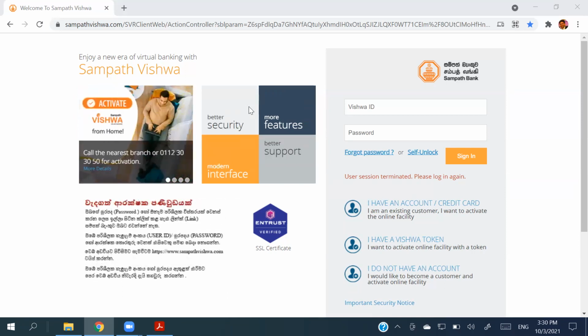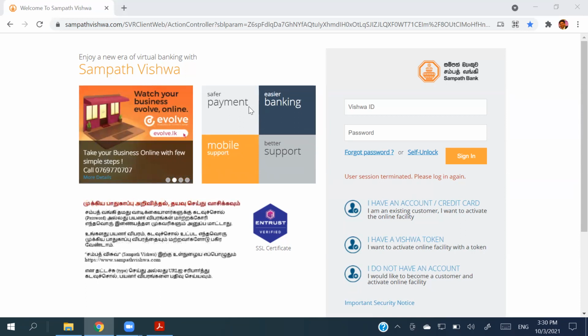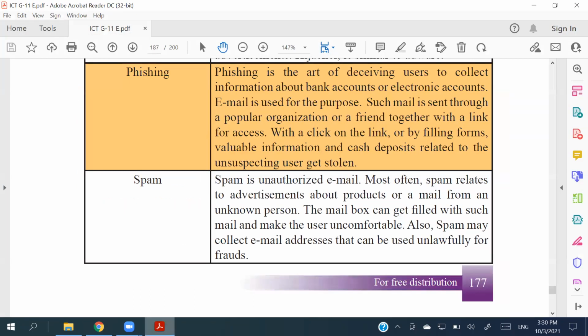Got it? It's a little bit complex. If you surf the internet, you can see a clear picture of how it happens, with animations. So apart from that, this is the story of phishing. So be very careful, people.